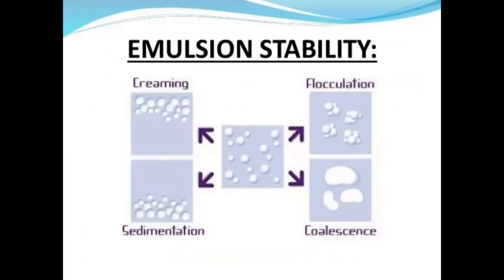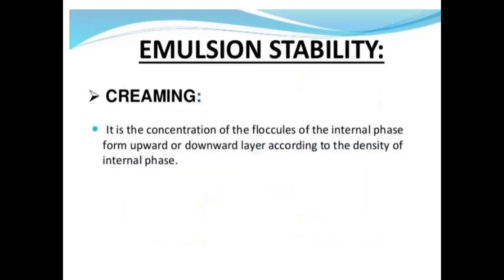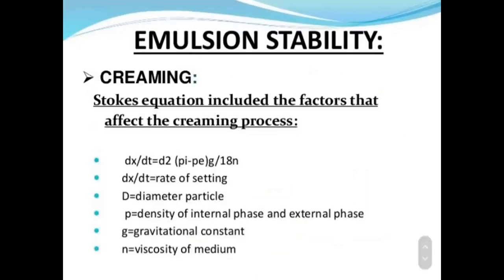So according to Stokes' law, the rate of creaming depends upon a number of factors. The rate at which cream forms depends upon a number of factors by Stokes' law. Stokes' law gives the idea for the rate of creaming. It depends upon a number of factors which can be explained by using the equation.